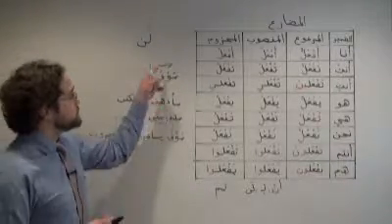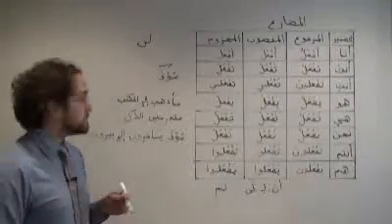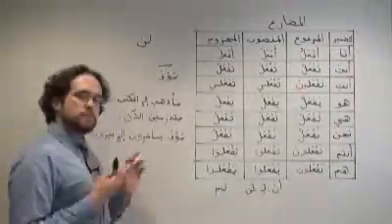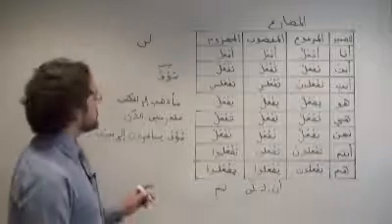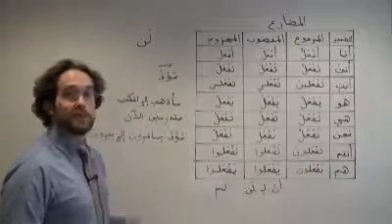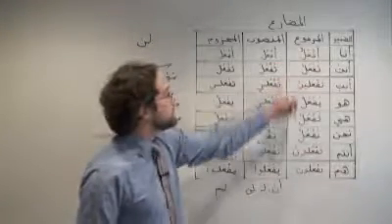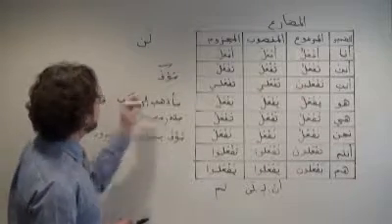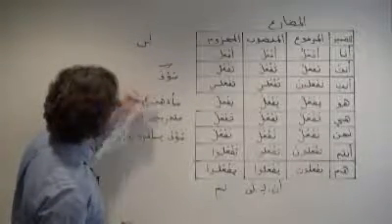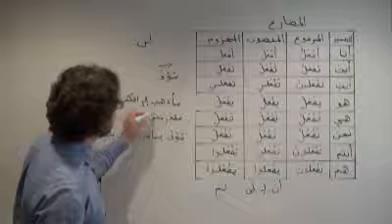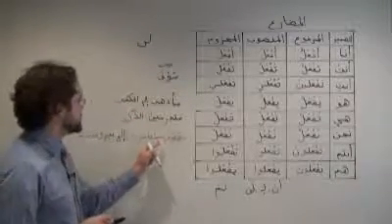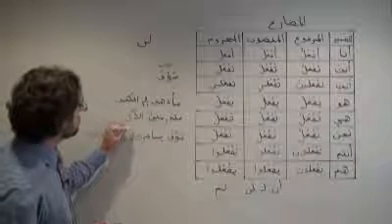Note that if we're using sa or sawfa to talk about the affirmative future, if we wanted to fully vocalize these sentences for some reason, we would be using our default form of the present tense, al-mudari' al-marfu'. So, سأذهب, ستدرسين, or سوف يسافرون.